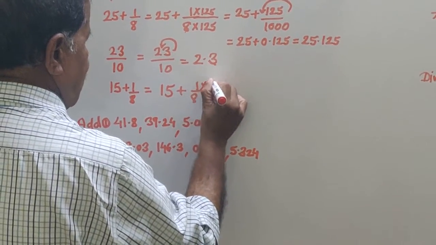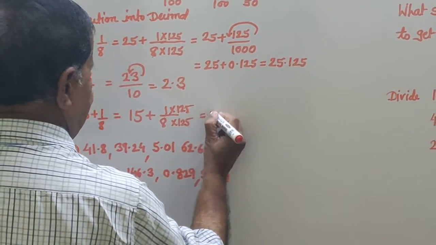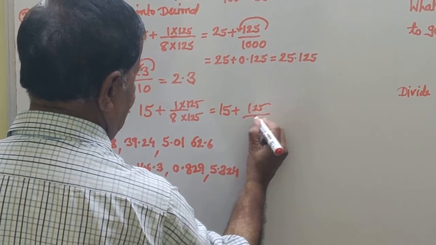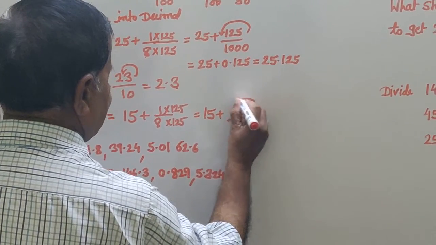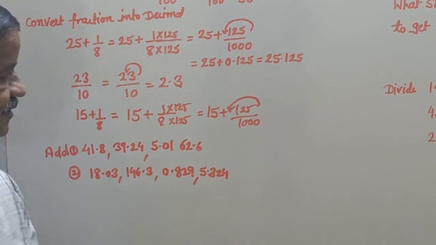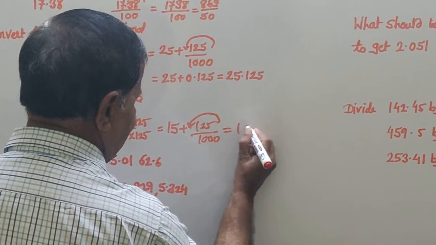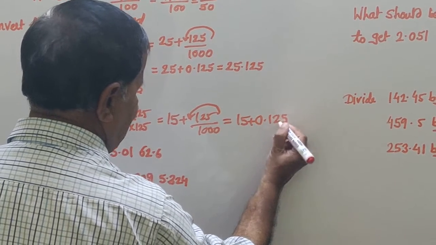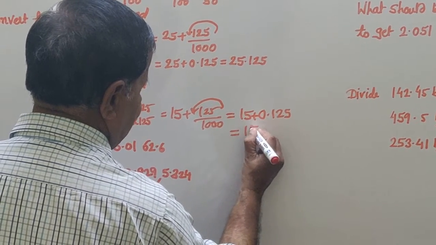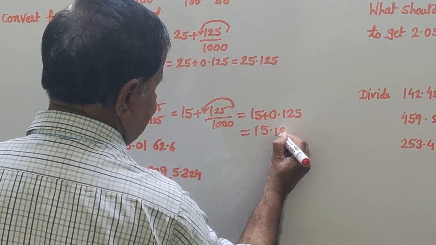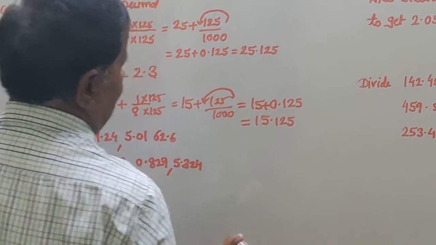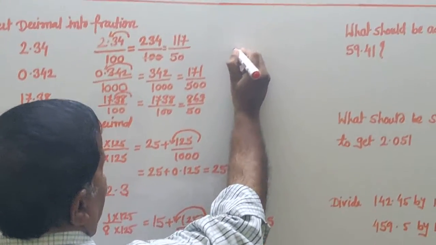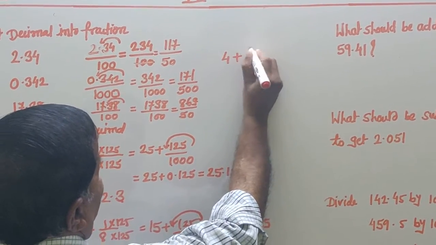Okay, now the third problem, 15 plus again 1 by 8 is given, which means I will multiply this by 125. Now what will come here? 15 plus 125 upon 1000. Again I will put the decimal after 3 places. So what will come here? 15 plus 0.125. My answer will be 15.125.